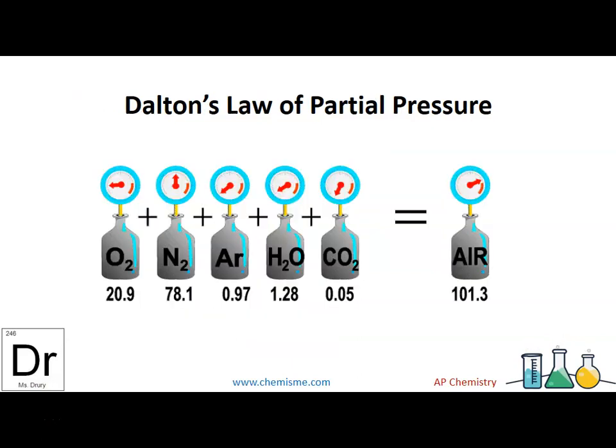So in real numbers, if I had oxygen at 20, nitrogen at 78, and so on, I could add them up and make it air pressure, the air pressure being the pressure at sea level, 101.3. So it's a combination of each individual pressure in the air.